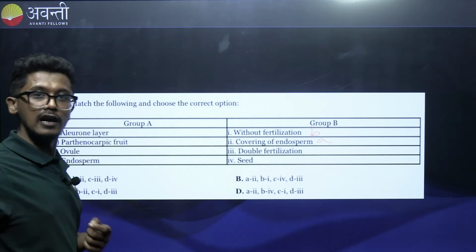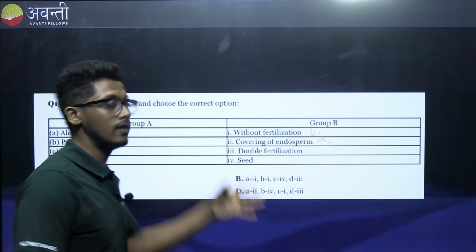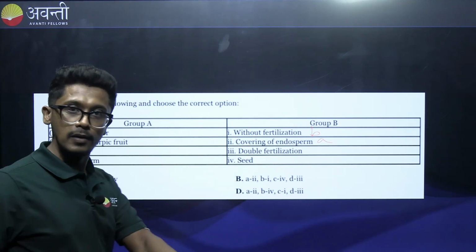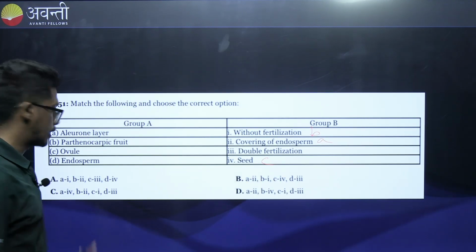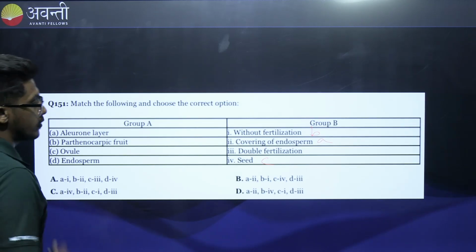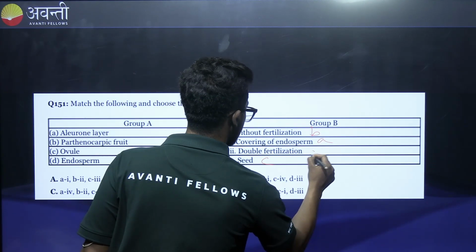Ovule. Ovule develops into seed, in simple terms. And then the ovary develops into fruit. Correct? No. So I'll write it as C. Endosperm is formed by double fertilization.